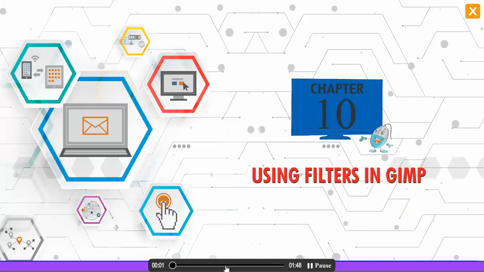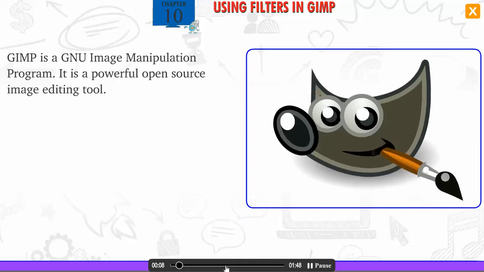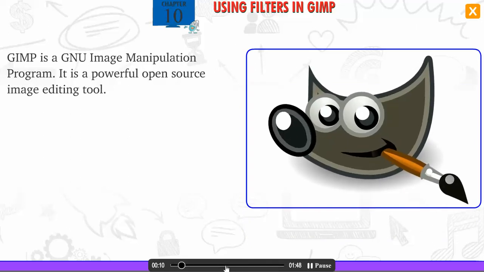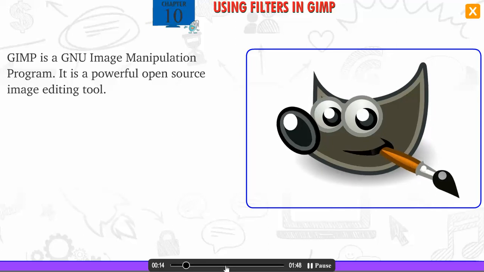Chapter 10. Using filters in GIMP. GIMP is a GNU image manipulation program. It is a powerful open source image editing tool.